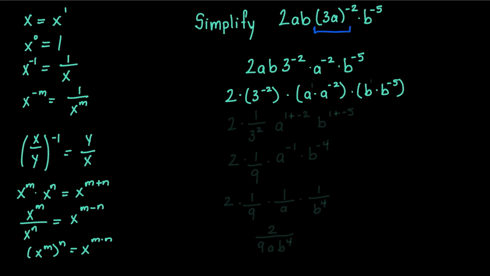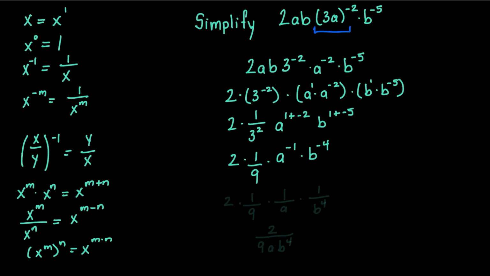Okay? 3 to the negative 2 is 1 over 3 squared. A times a to the negative 2, invisible exponent means it's a 1, and I add. So this is a to the 1 plus negative 2. Again, invisible exponent means it's a 1. This is b to the 1 plus negative 5. So then I have 2 times 1 over 9 times a to the negative 1 times b to the negative 4th.